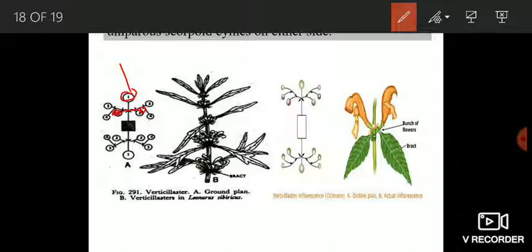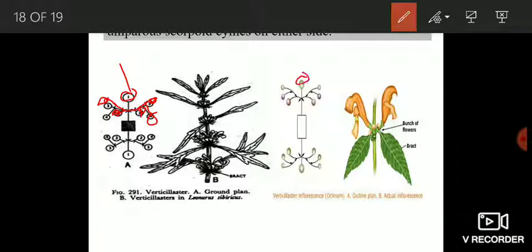Then branching occurs once more. Okay, but this branching is uniparous. Only one branch arises below the second flower, and then this process goes on, it gets repeated, and you get a scorpioid type of cyme. Okay, or I will make it more clear to you here.